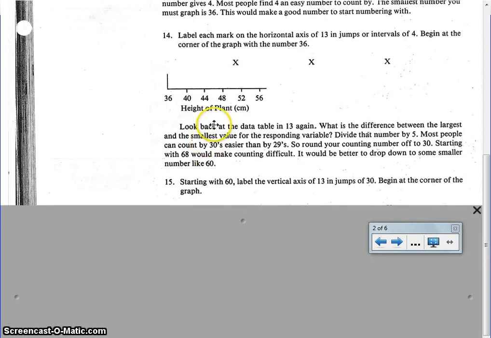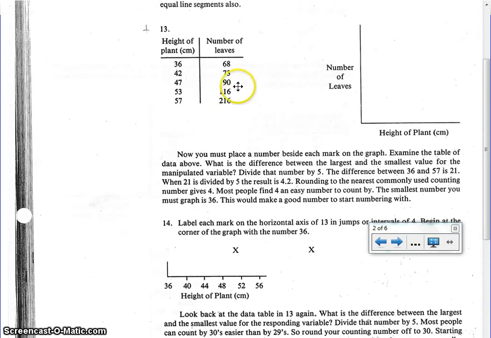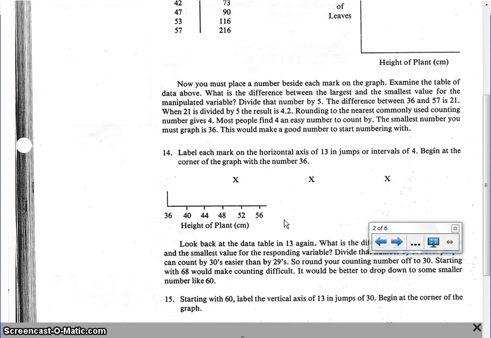Okay, look back at data table 13 again. What is the difference between the largest and smallest on the dependent variable? Divide that number by 5. So if we take a look here, we have 216 and 68. What you're going to do is subtract those two numbers, then you're going to get that answer, and divide it by 5.